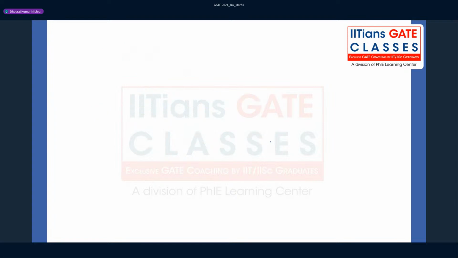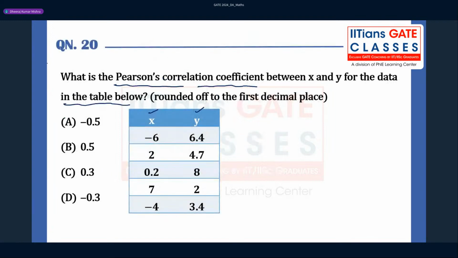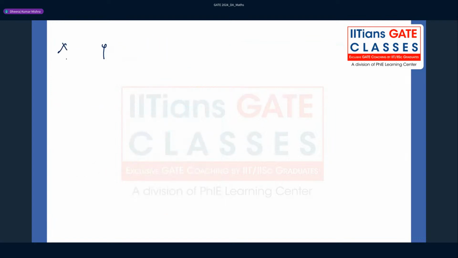So let me draw the table for you so that you can just do the calculation. ठीक है? तो आपको क्या करना है? You just write x here, and write y. So x is given as -6 to 0.2, 7 -4.